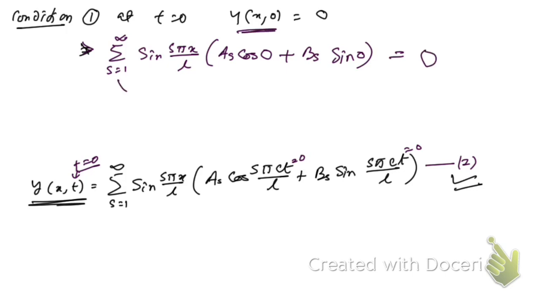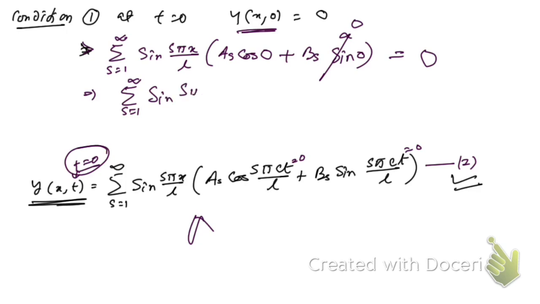So this is replaced by this from this equation number after putting t is equal to 0, right? We know that sine 0 is 0, so that's why this part is going to be equal to 0. So we have summation s is equal to 1 to infinity sine s pi x by L, then a cos 0, as cos 0 is 1, is equal to 0.